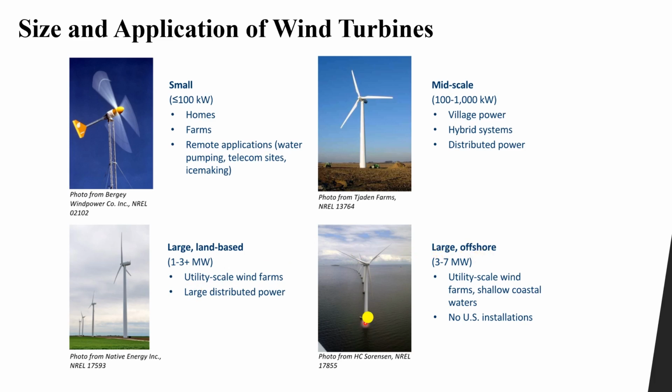Offshore means they are in the sea, not on land. This one has a rating from 3 to 7 megawatt. It is used at utility scale, also in wind farms, and is connected to the power grid. So this is the classification and application of different types of wind turbines according to their rated power.